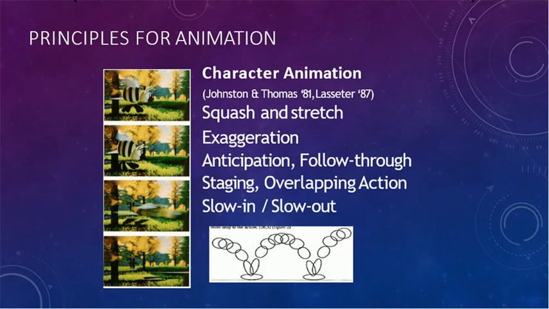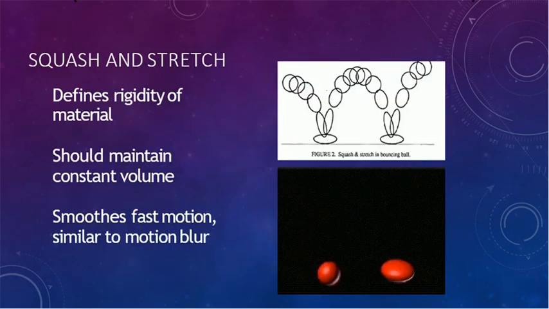We originally have twelve principles of animation, starting from character animation to slow in, slow out, and one by one I will be talking about each of them and giving you the details about them with examples. So let's talk about the very first one. The first one is squash and stretch. In squash and stretch, we talk about the rigidity of the material.